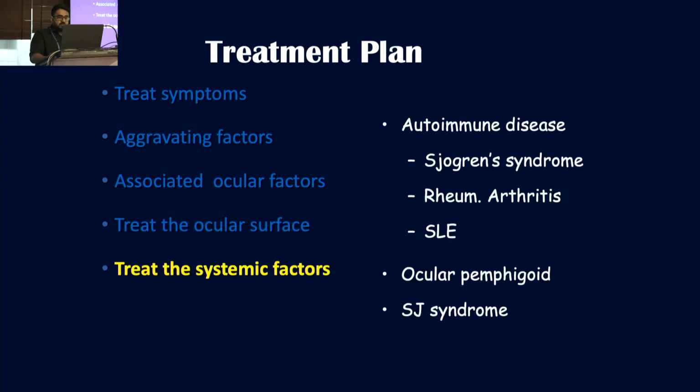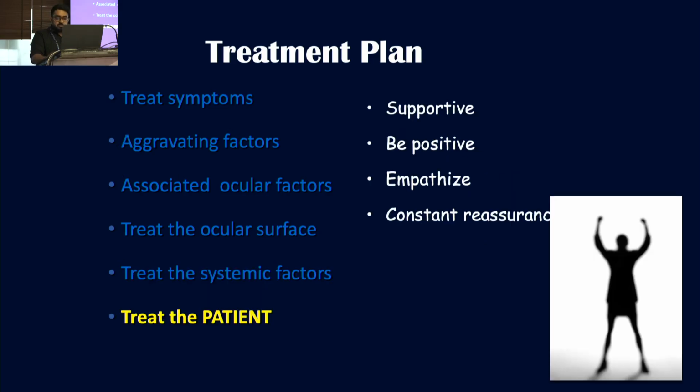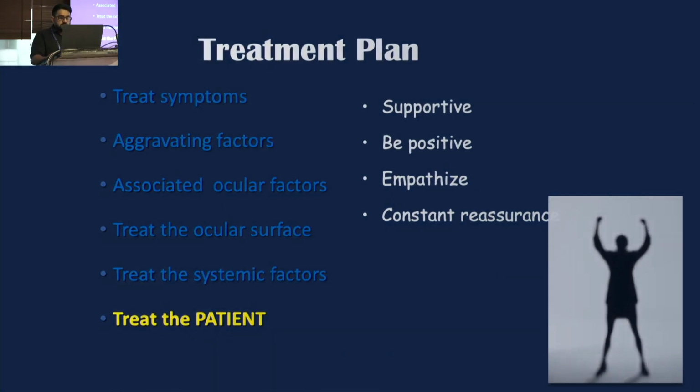Then go for the systemic factors. As we have been hearing, autoimmune disorders are one of the mainstays in ocular surface disorders. So if necessary, involve the rheumatologist where the systemic factors have to be controlled. And finally, treat the patient. You have to be very supportive and empathetic to the patient, and constantly reassure the patient that it is a long-term management and it will take time to resolve.